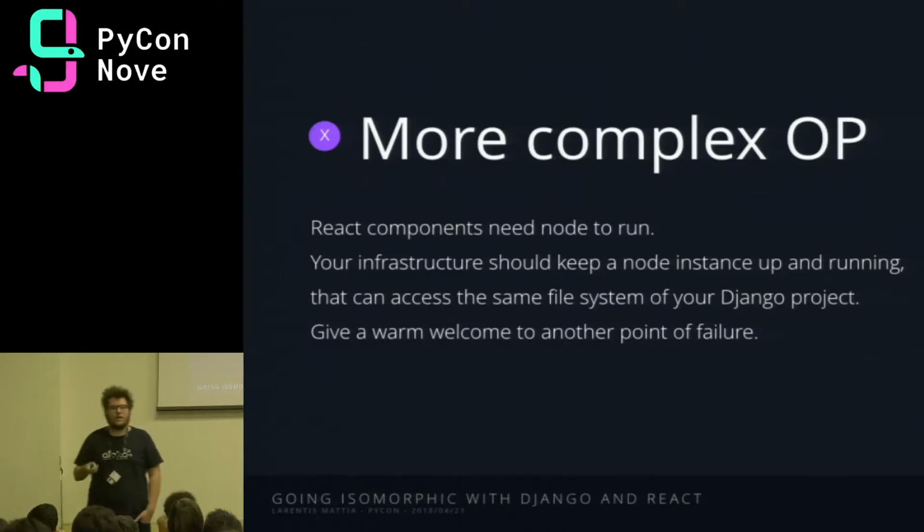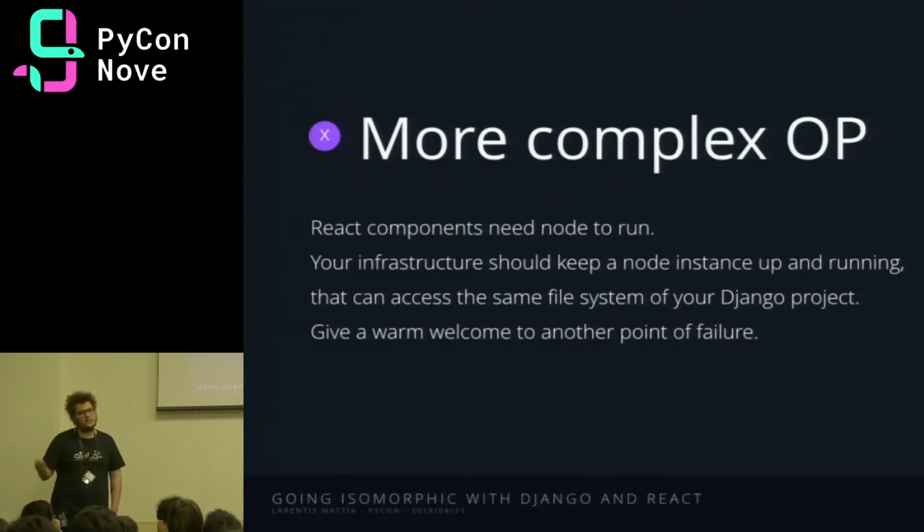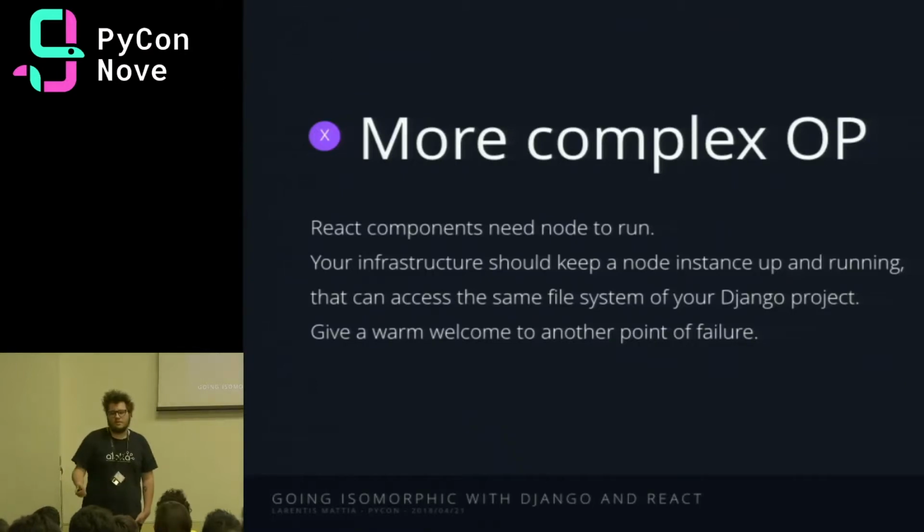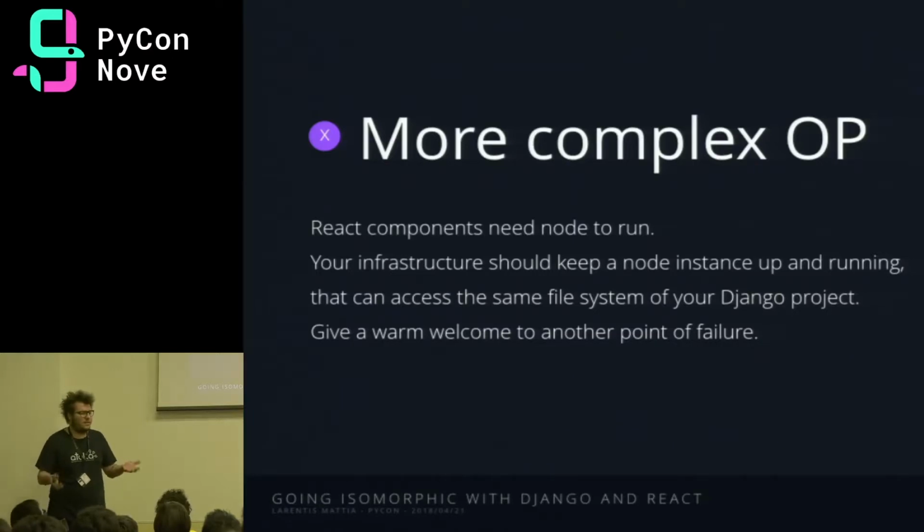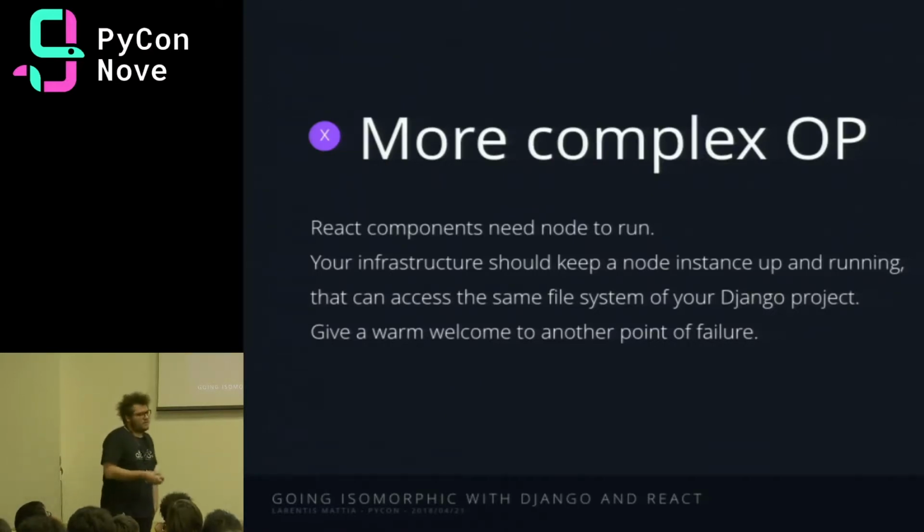And more complex ops. Django does not run JavaScript. Django is written in Python and runs Python. And how can Django run JavaScript as well? Using Node. So you have to allow Django to communicate with a Node instance. To do that, basically, you have to get a Django and a Node up and running and allow them to communicate via HTTP. And of course, Node is Node, and Node is another point of failure. But we like JavaScript, so we can go ahead.